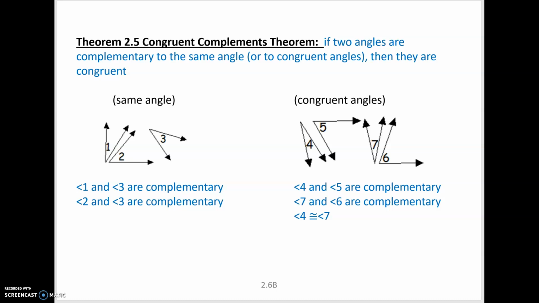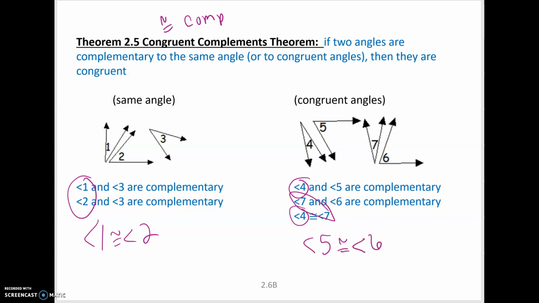Similarly, we have our congruent complements theorem. So again, I would abbreviate that congruent comp. Okay, that says if two angles are complementary to the same angle or two congruent angles, then they are congruent. So my first one, 1 and 3 are complementary, 2 and 3 are complementary, so therefore, angle 1 is congruent to angle 2. Okay, and similarly, just like on the last one, 4 and 5 are complementary, 7 and 6 are complementary, and 4 and 7 are congruent. So that makes angle 5 congruent to angle 6. Okay, that's my congruent complements.